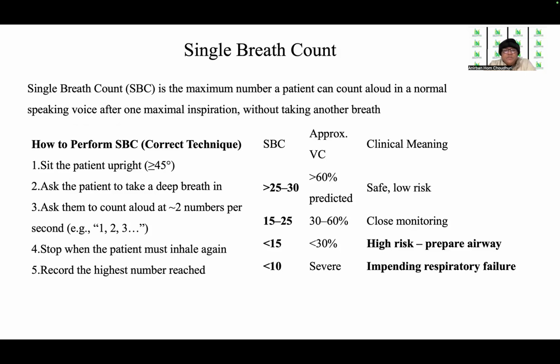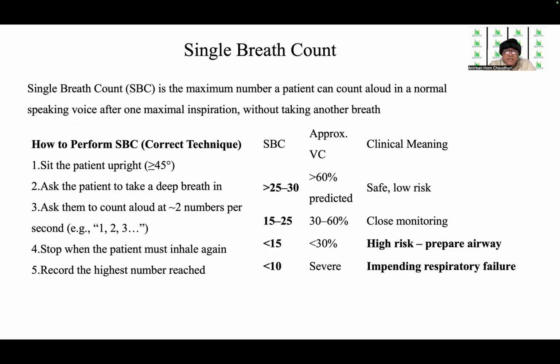So if the SBC is more than 25 to 30, the vital capacity is usually approximated as more than 60% predicted. So it is safe or low risk. If it is between 15 to 25, this patient's vital capacity is about 30 to 60% predicted. So patient requires close monitoring. If it is less than 15, then it is less than 30% of predicted VC. These patients are at high risk. So one should prepare the airway, or the airway management strategies should be ready.